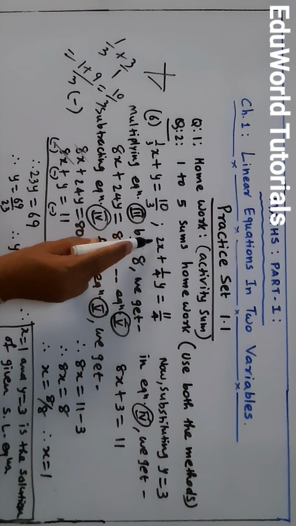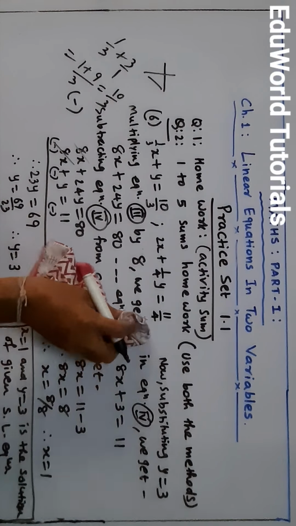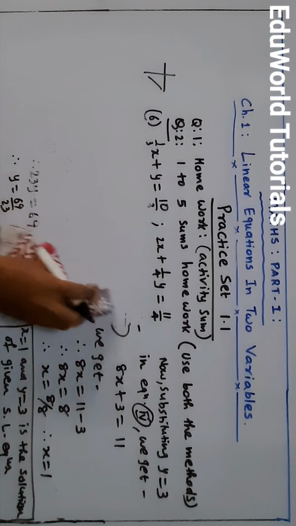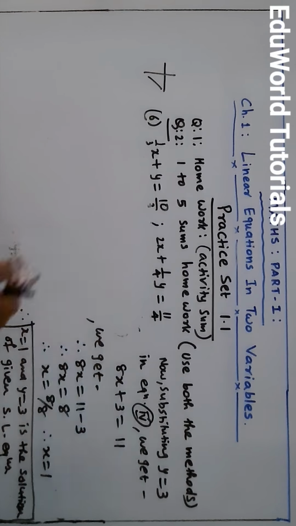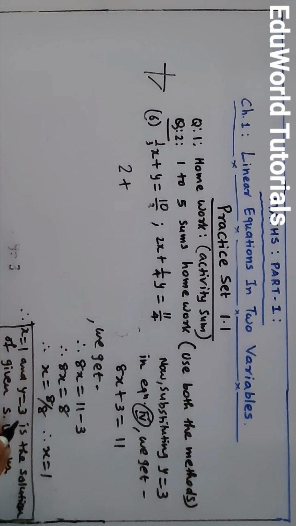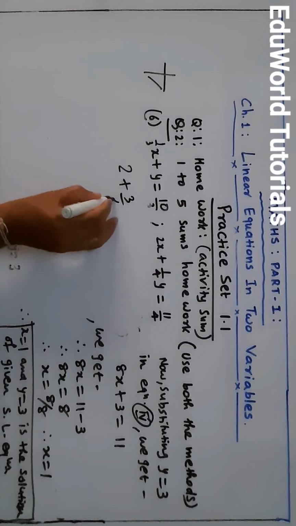Again, x is 1. So I'll remove a little part of this so that you can understand it. What is x and what is y? x is 1, y is 3. Put here, x is 1. So 2 ones are 2 plus y is 3. So 1 by 4 into 3, so 3 upon 4.